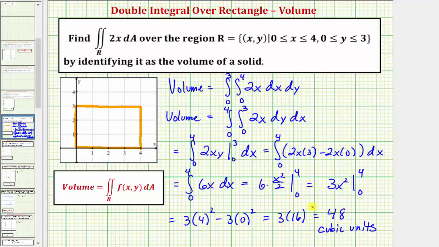Of course, if we wanted to, we could also evaluate the double integral using this order of integration, and we get the same result of 48 cubic units.